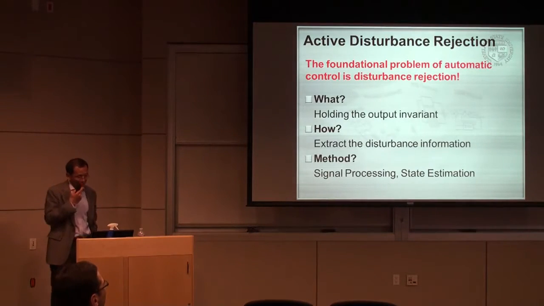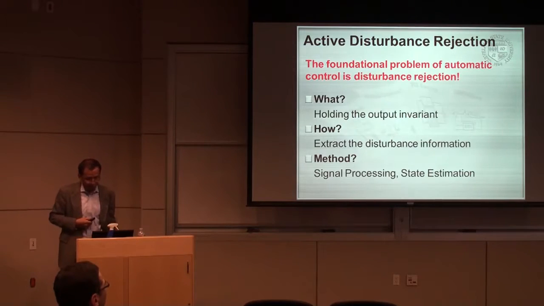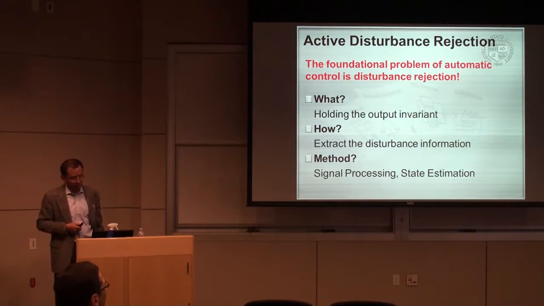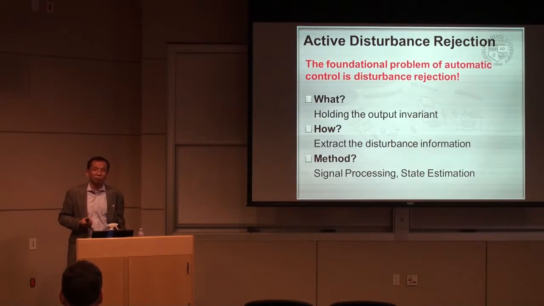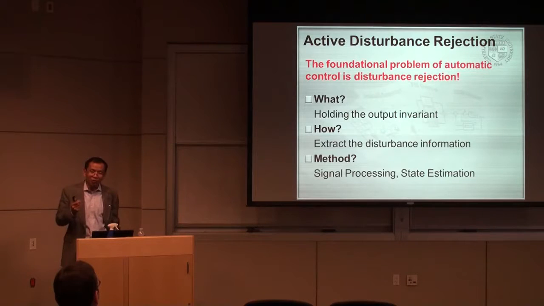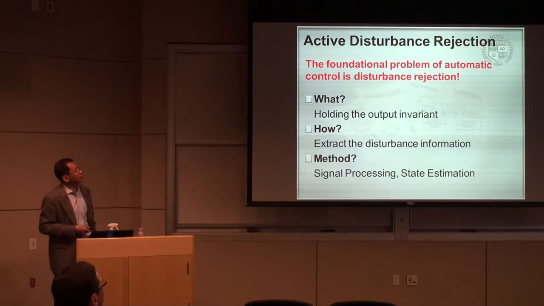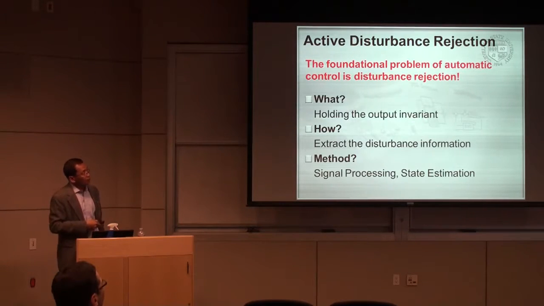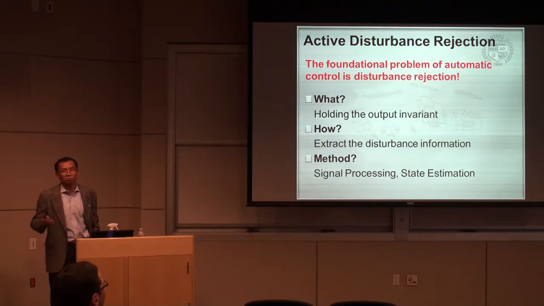So let's talk about what is active disturbance rejection. Start with the conviction that a foundational problem of automatic control is disturbance rejection. It's not pole placement, it's not linearization, it's how well you reject disturbance. Poncelet was the first one to recognize the importance of disturbance rejection. This was inherited by Shipanov, and by Professor Jin Jinghan. The objective of control is to hold your output in line, despite all these disturbances and uncertainties.